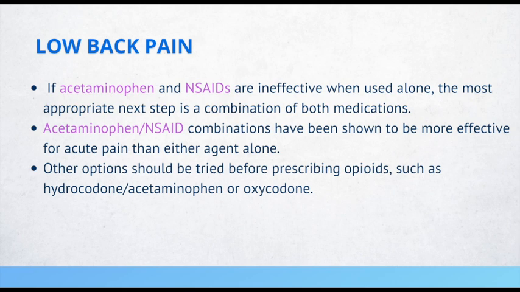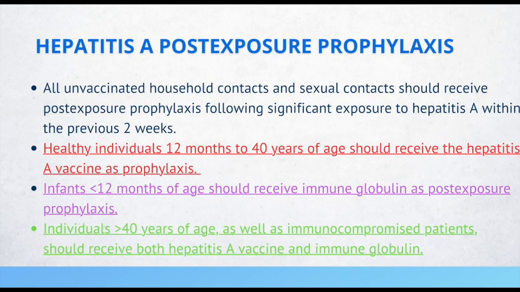Hepatitis A post-exposure prophylaxis. All unvaccinated household contacts and sexual contacts should receive post-exposure prophylaxis following significant exposure to hepatitis A within the previous 2 weeks. Healthy individuals 12 months to 40 years of age should receive the hepatitis A vaccine as prophylaxis.